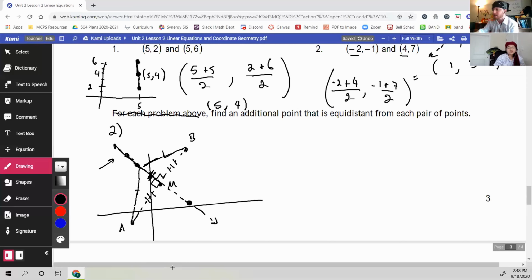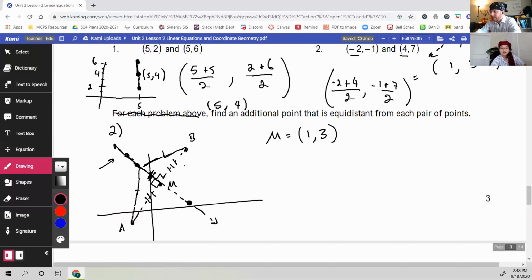But we do know how to find the slope of that line, and we have a point for that line. Yeah, we already have a point, M, which we've established as (1, 3). What is the slope of this line? We need the change in y over the change in x. Which I think is (7 minus -1) over (4 minus -2).